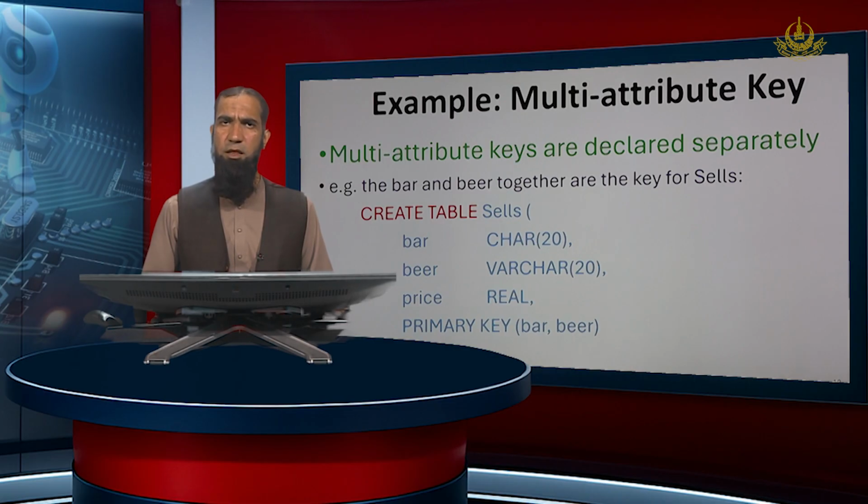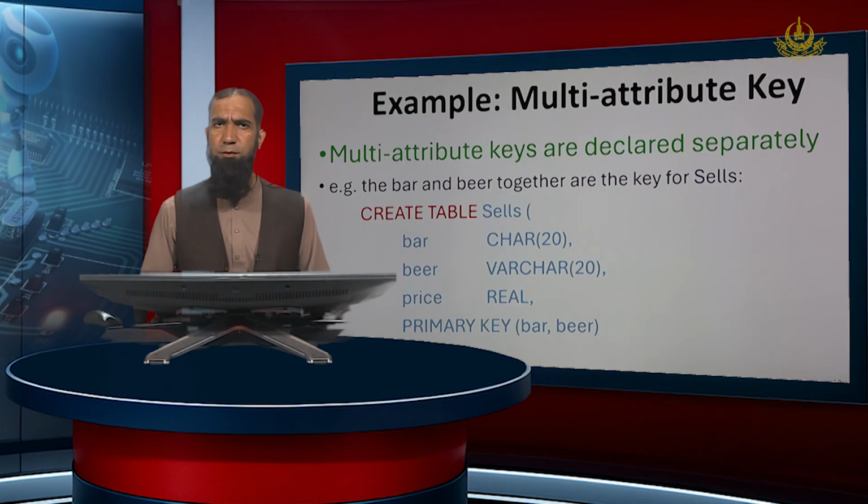As in the given example, create table branch, and the attributes are branch name, which is a character type, it's a primary key. Then the branch city, which is also a character type, and the assets, which is an integer type. In this table, branch name acts as the primary key.